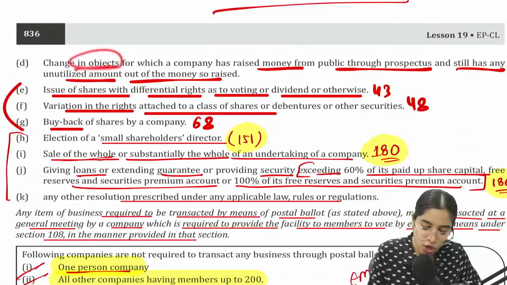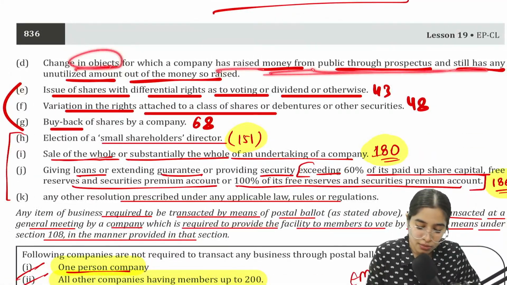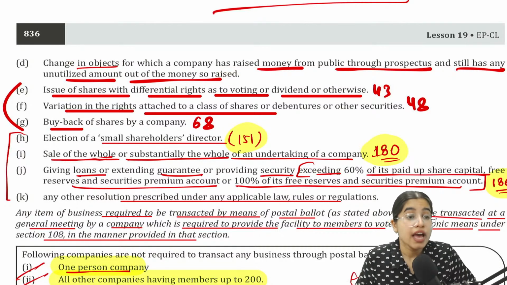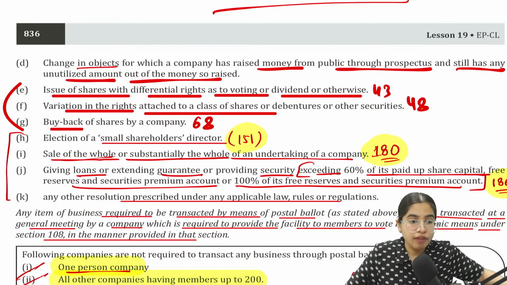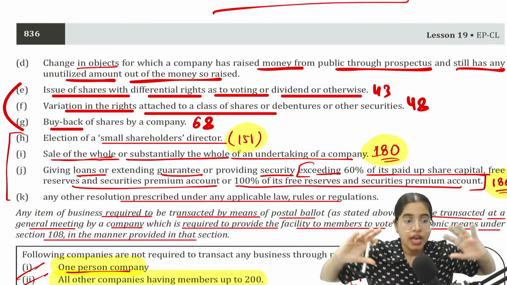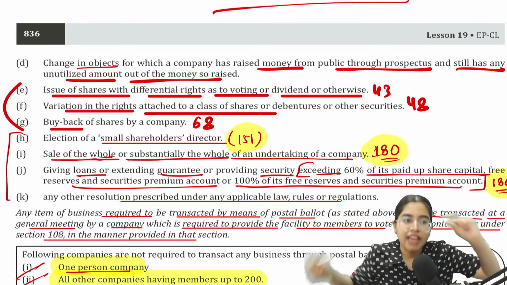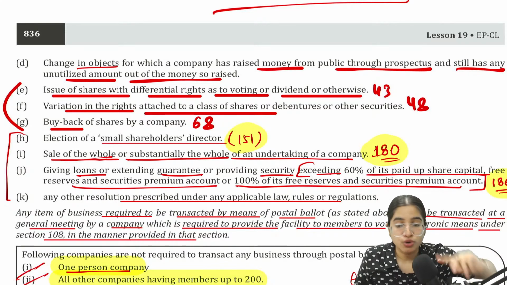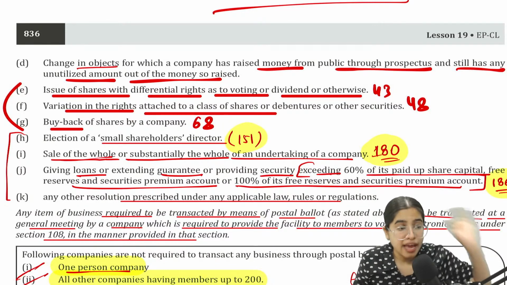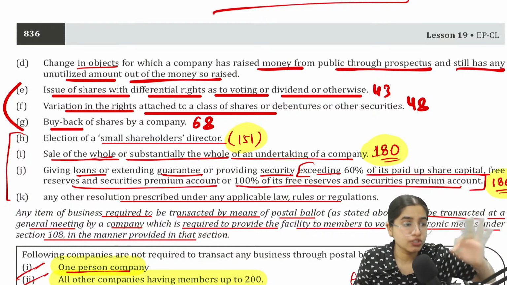If you want to change the object of the company for which you have raised money through public prospectus and any money is unutilized, you have raised the public money through prospectus, and now you want to change the object for which that money will be utilized, that can be done by passing special resolution, and that special resolution can be passed only through postal ballot.